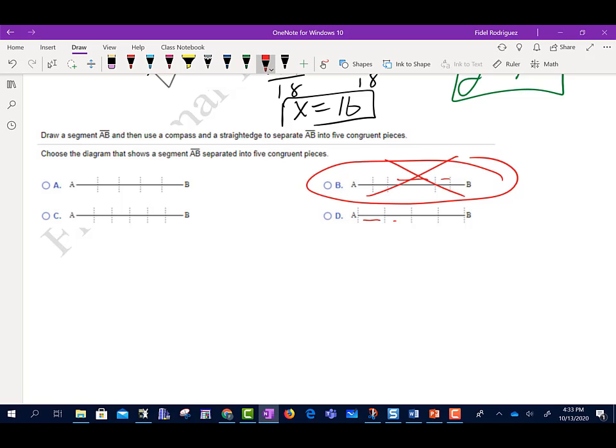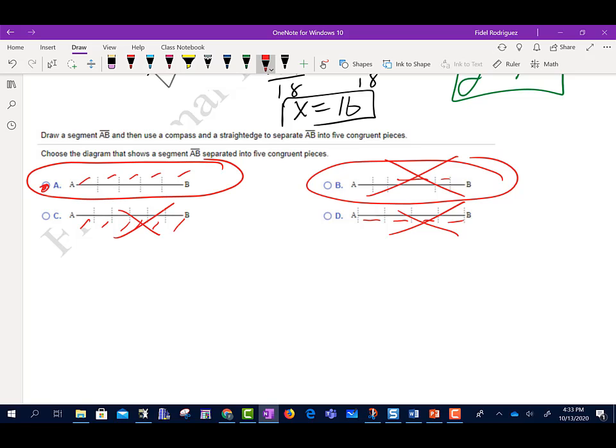And then if I look here and say, look, 1, 2, 3, 4, nope, because I want 5 of them. And then 1, 2, 3, 4, 5, that looks pretty good. And 1, 2, 3, 4, 5, 6, nope. So my choice here will be A. Okay.